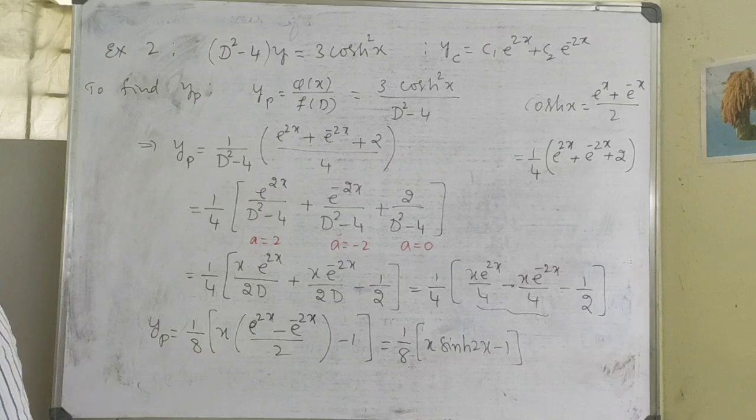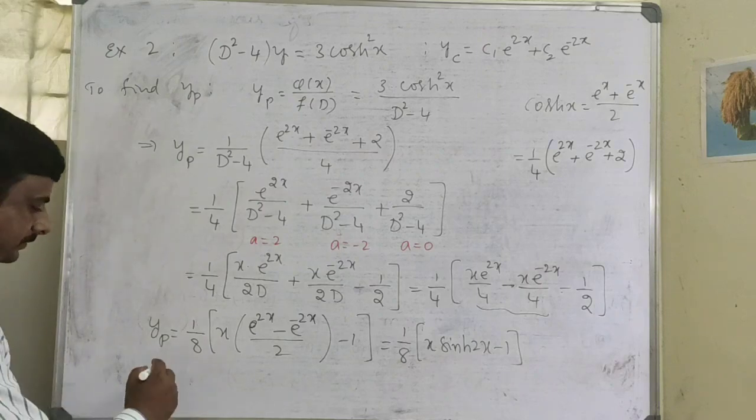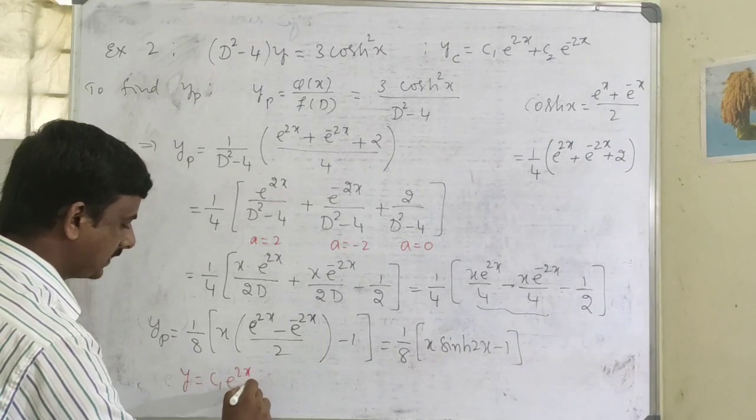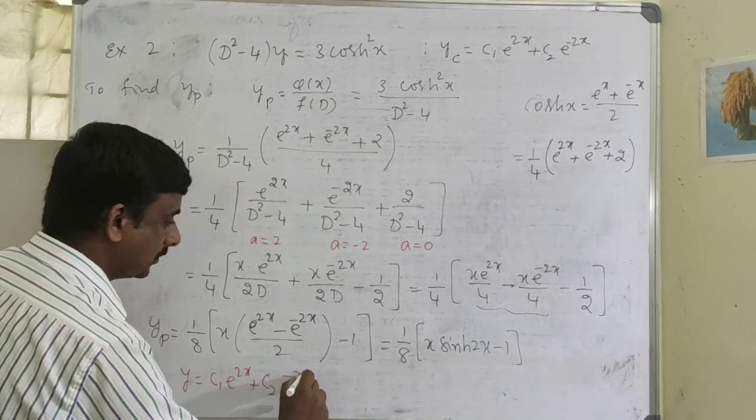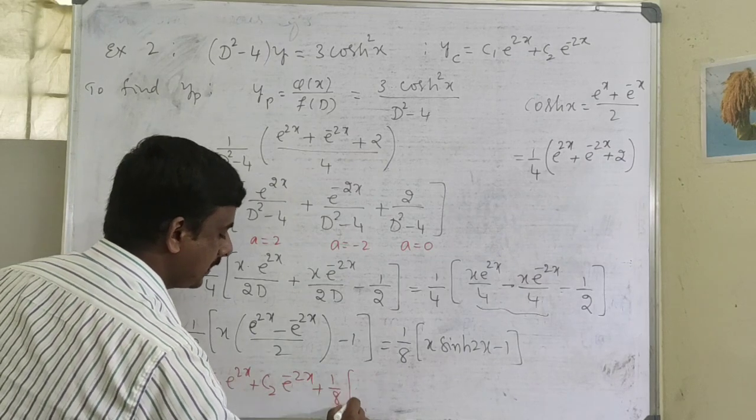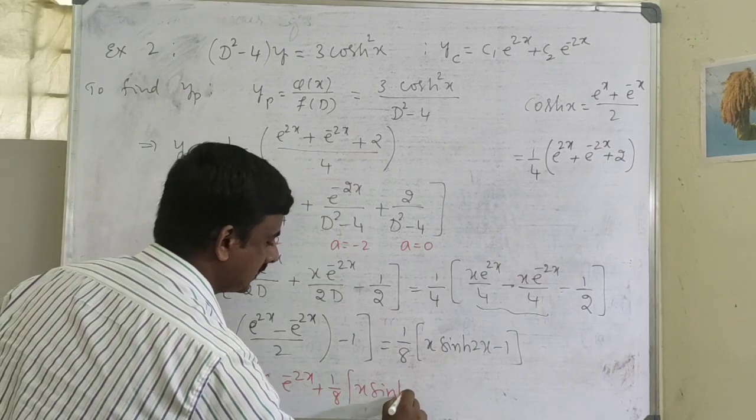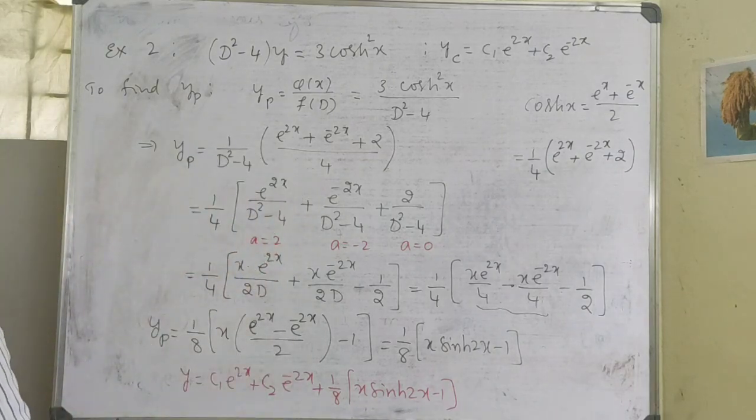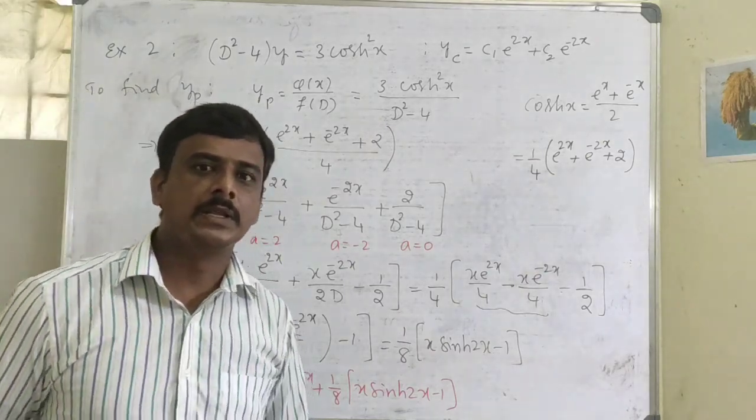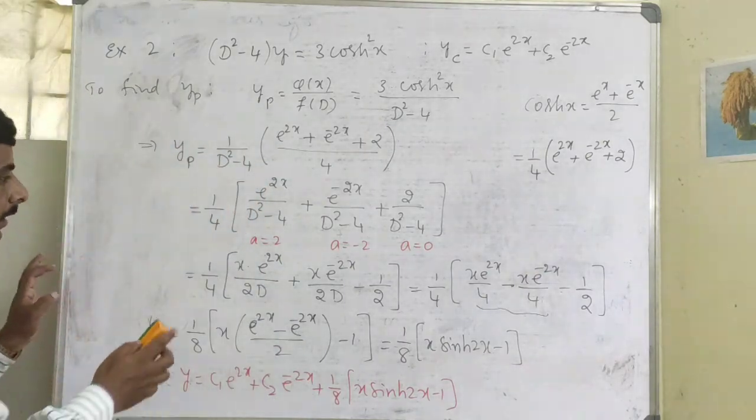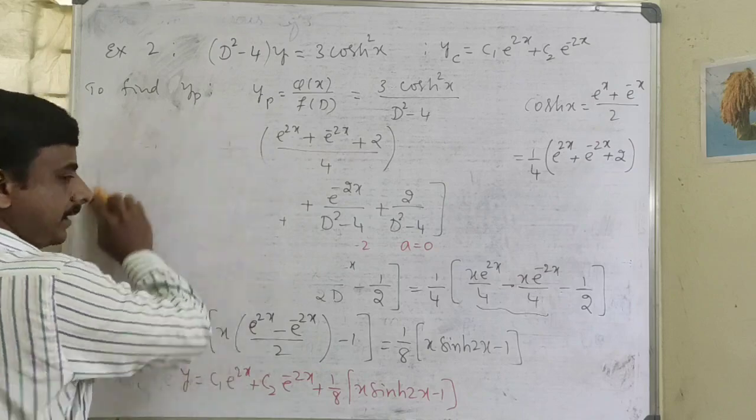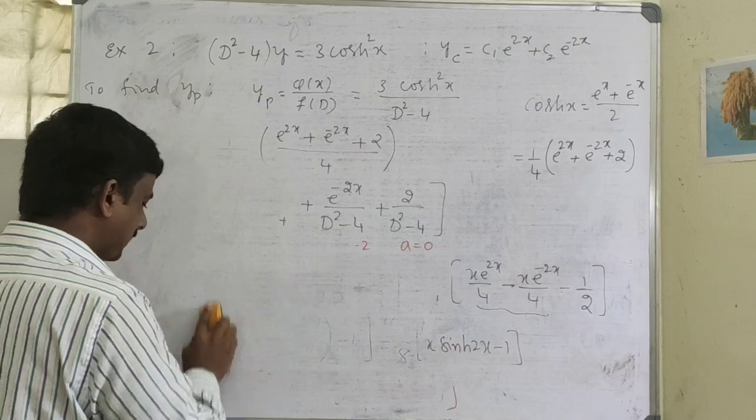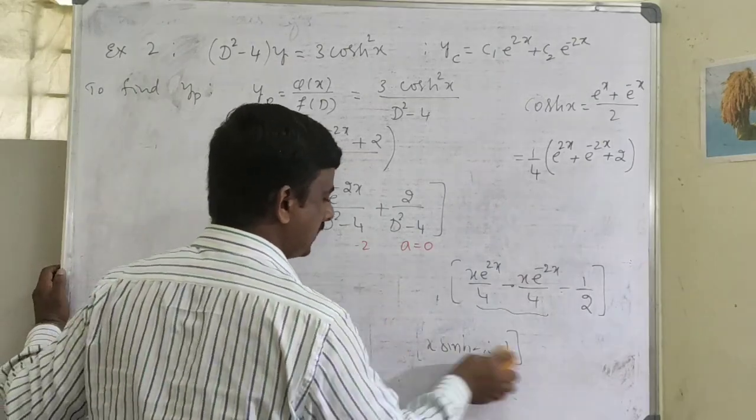Therefore the required solution is y equal to c1 e power 2x plus c2 e power minus 2x plus 1 by 8 into x sinh 2x minus 1. That is the required solution of the given differential equation. So this is the way of solving non-homogeneous linear differential equation when the right hand term is an exponential function.